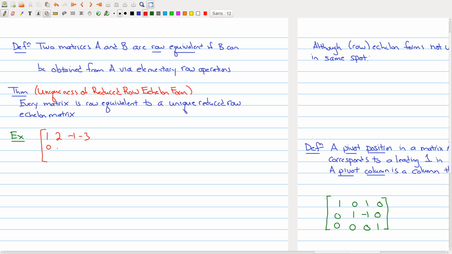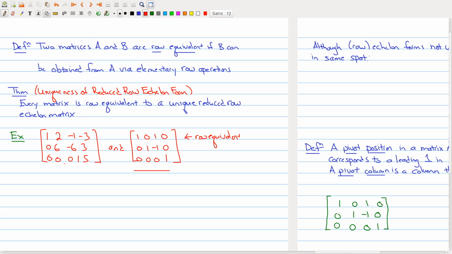Just as an example of what I'm talking about, in the last part we were looking at the matrix with rows 0, 2, -1, -3; 0, 6, -3, and 0, 0, 0, and 15. By performing row operations, we saw that this matrix is row equivalent to the matrix with rows 1, 0, 1, 0; 0, 1, -1, 0; 0, 0, 0, 1. These are row equivalent because you can obtain one from the other by row operations.